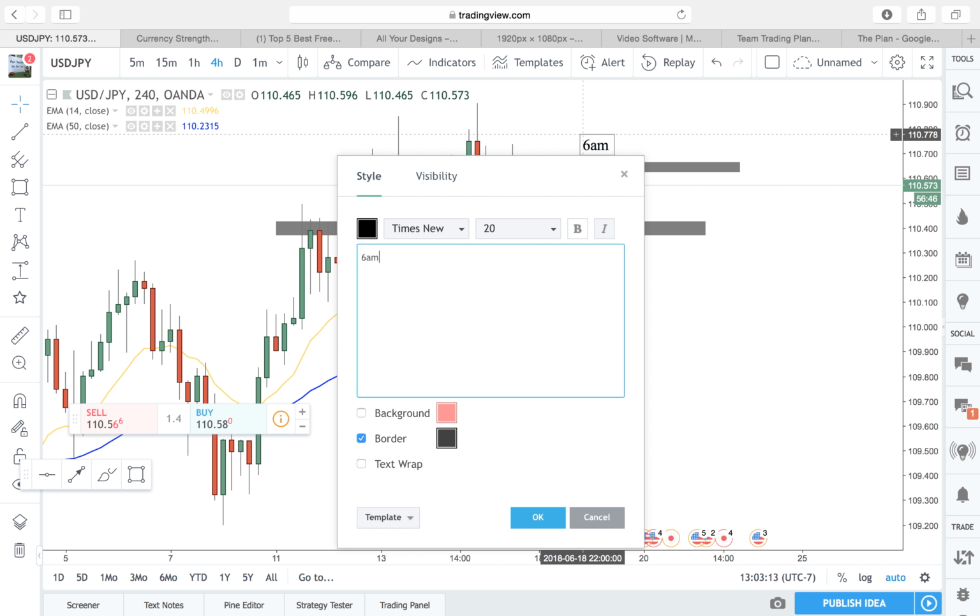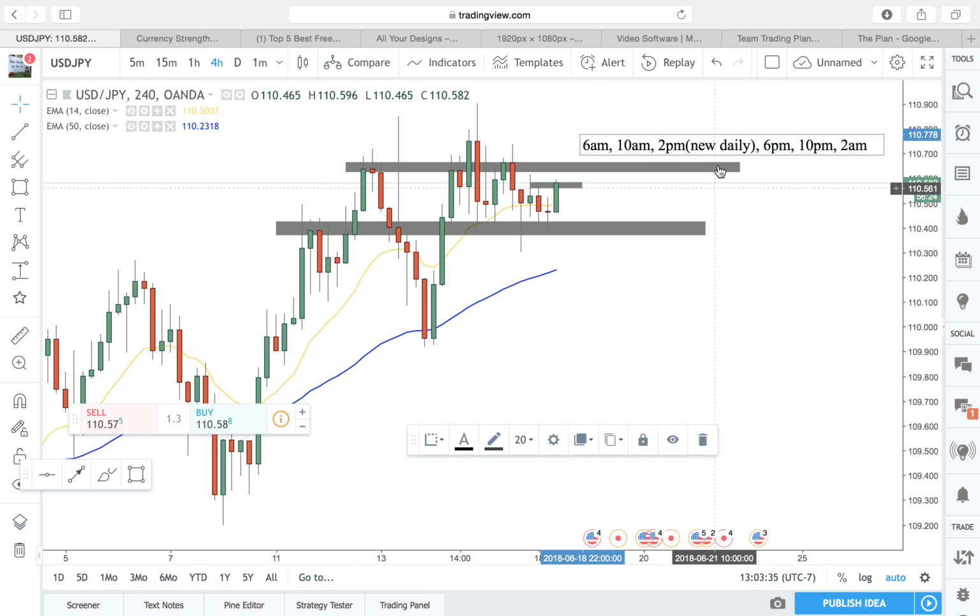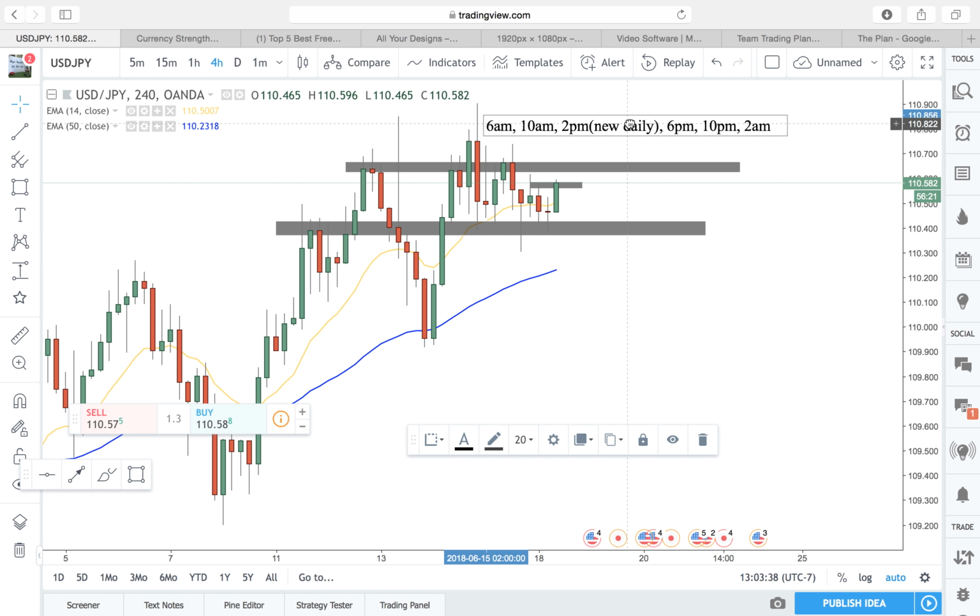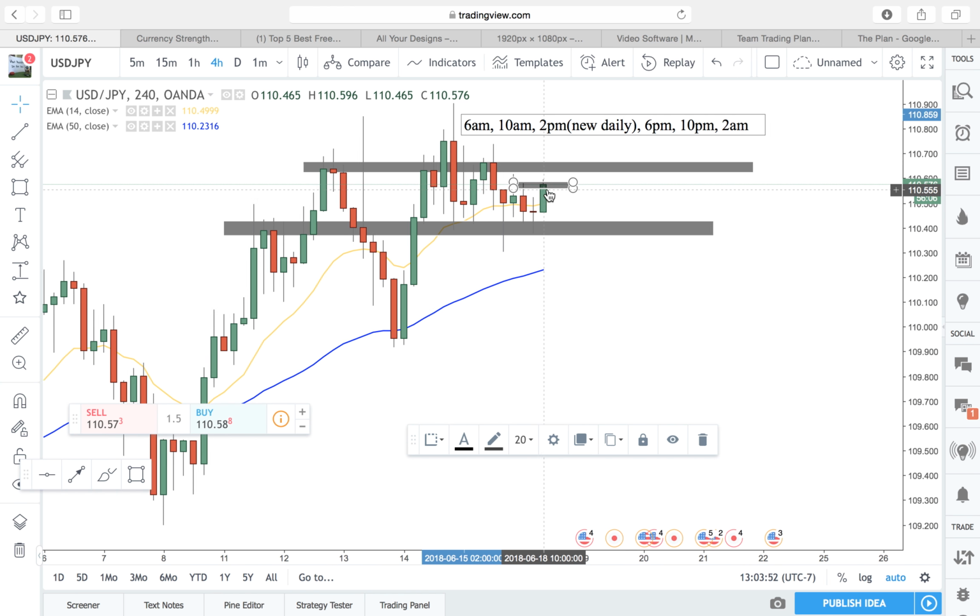So for me, that's going to be 6 a.m., 10 a.m., 2 p.m., which is new daily, right? 6 p.m. Then it just kind of goes over again. 2 and then 2 a.m., followed into 6 a.m. Yada yada yada. So understanding that you're going to have six 4 hour candles in one trading day is really helpful, because then you can set up, and if you don't see something clear in the morning, you just wait.